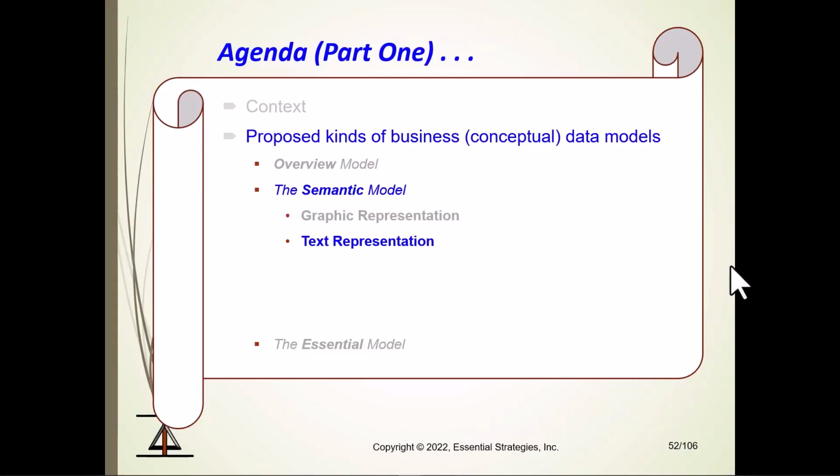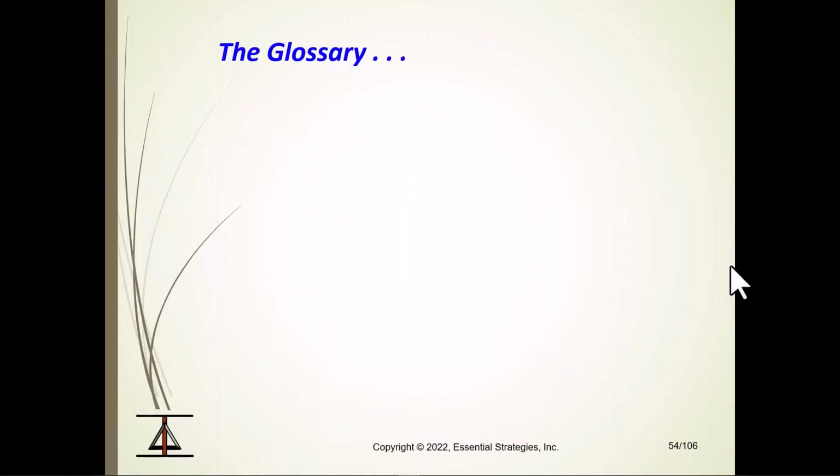We're still working on the semantic model, and it's the text representation that we're going to cover next. Specifically, the glossary, something called the semantics of business vocabulary and rules, and the semantic web. Starting with the glossary.